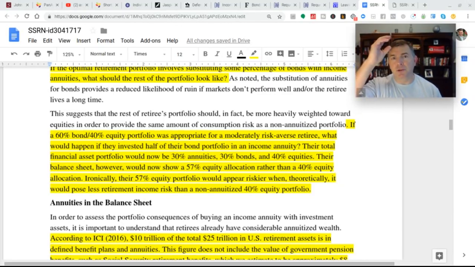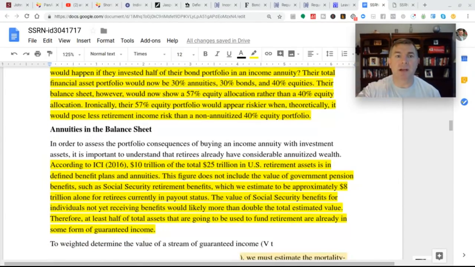So the portfolio is actually 30-30-40: 30% annuities, 30% bonds, 40% stocks. On the balance sheet, it's showing 57-43. Which one's safer? Well, it's the 30-30-40, but it's the same thing. But they're going to say, oh, you've got 57% in stocks and 43% in bonds, it's too risky. It's not. It's actually less risky than a typical 40% stock, 60% bond portfolio, because the annuity is guaranteed.